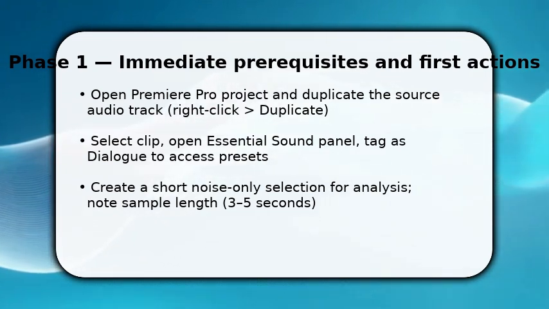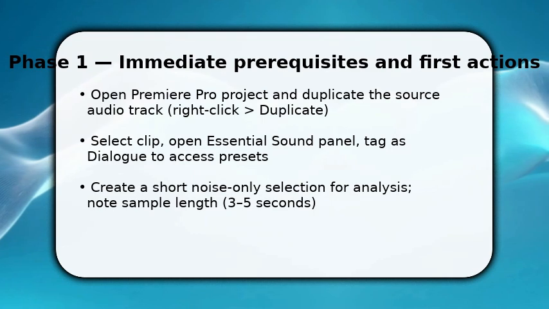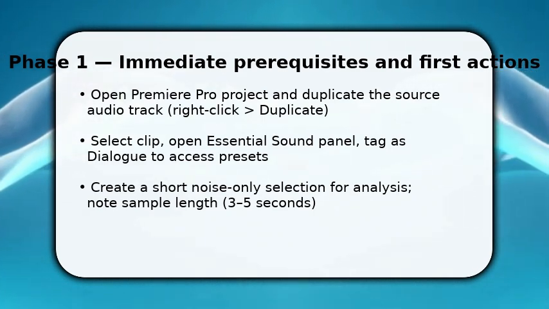Make a 3-5-second selection of background-only audio so you can hear and compare changes. Once done, set the playback to loop. This lets you preview adjustments in context. Make sure system audio is at a normal level so you're not masking subtle artifacts.